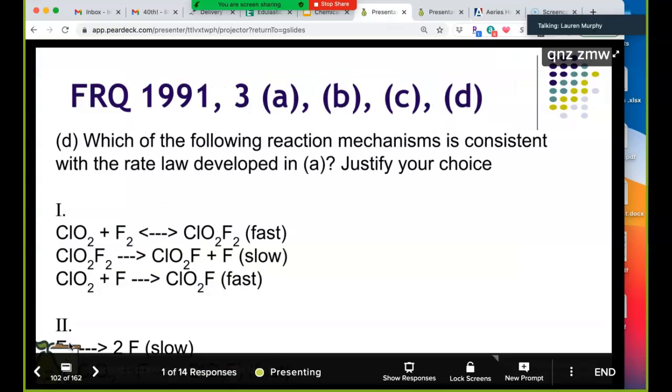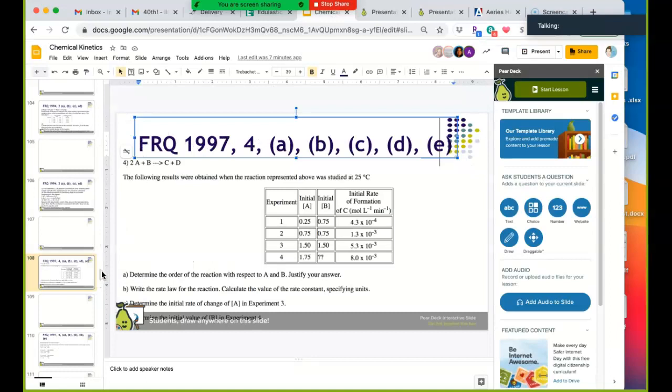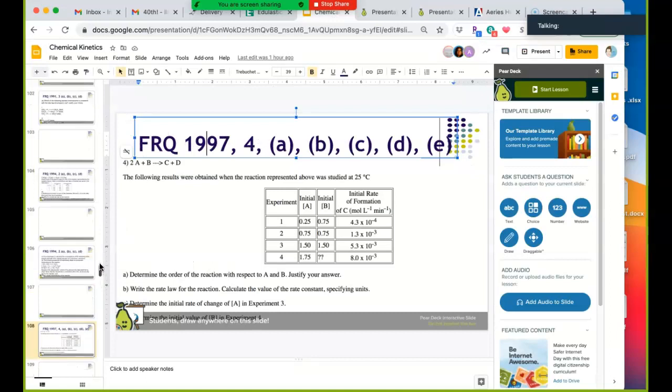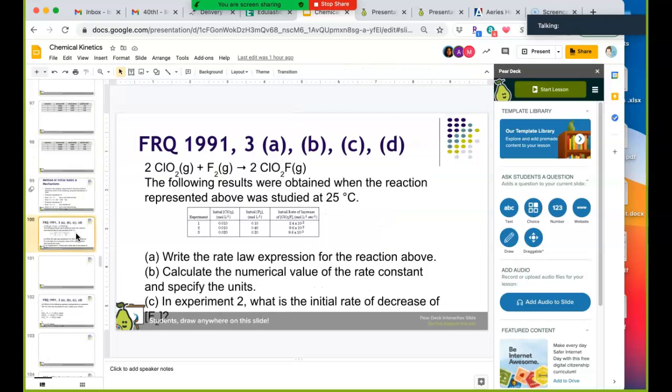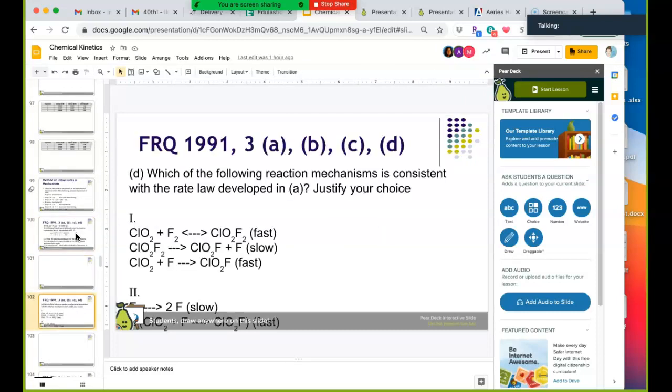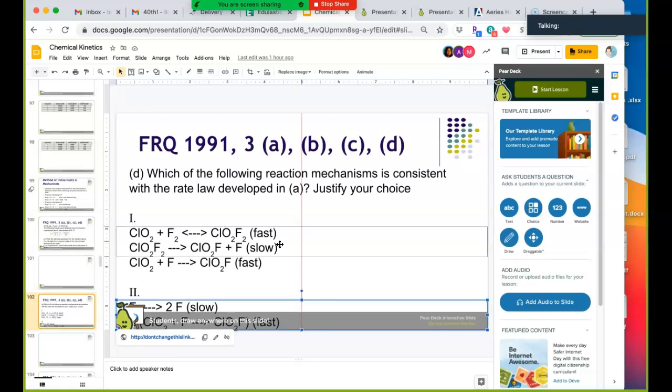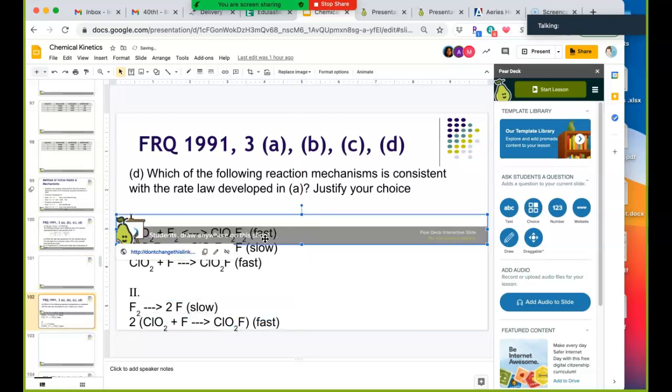Oh boy, what is that? I don't even know what that says. I think it says F2 for mechanism 2. Hold on. Let's go to my slides. It's kind of cut off by the screen. Yep, that's definitely an F2.